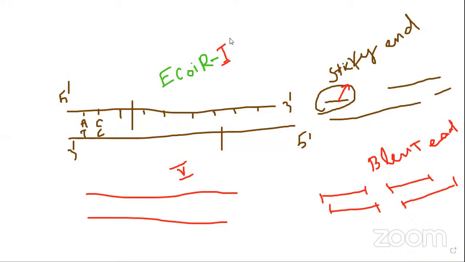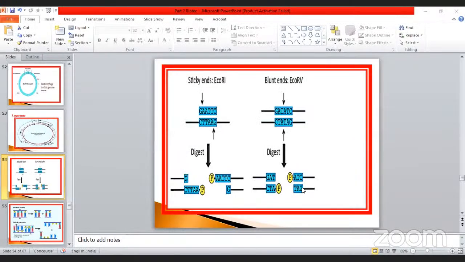See, go to the next one. See, the same structure is given here. This one is a sticky end, this one is a blunt end. See here. So which enzyme is responsible for that? E. coli R1, EcoR1, E. coli R5. Okay, that is very important.